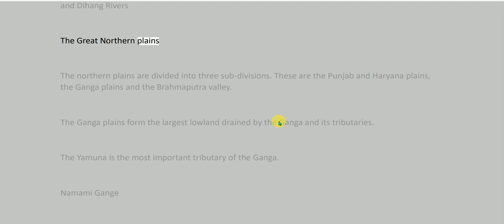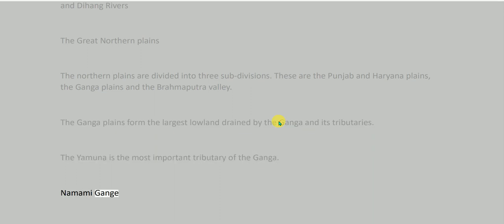The Great Northern Plains. The Northern Plains are divided into 3 subdivisions. These are the Punjab and Haryana Plains, the Ganga Plains and the Brahmaputra Valley. The Ganga Plains form the largest lowland drained by the Ganga and its tributaries. The Yamuna is the most important tributary of the Ganga.